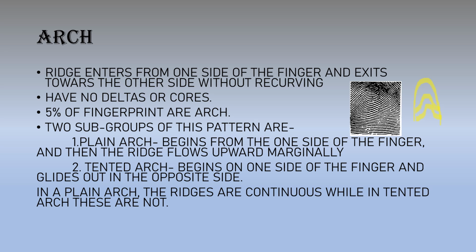Now, we can divide the arc pattern into two categories: the plain arc and the tented arc. So, what is the plain arc? It is the type of pattern which begins from one side of the finger, and then the ridge flows upwards marginally and ends on the other side. Whereas the tented arc is similar to the plain arc, that is, it begins from one side of the finger and glides to the opposite side. The basic difference between these two types is that in the plain arc the ridges are continuous, but in the tented arc the ridges are not continuous.